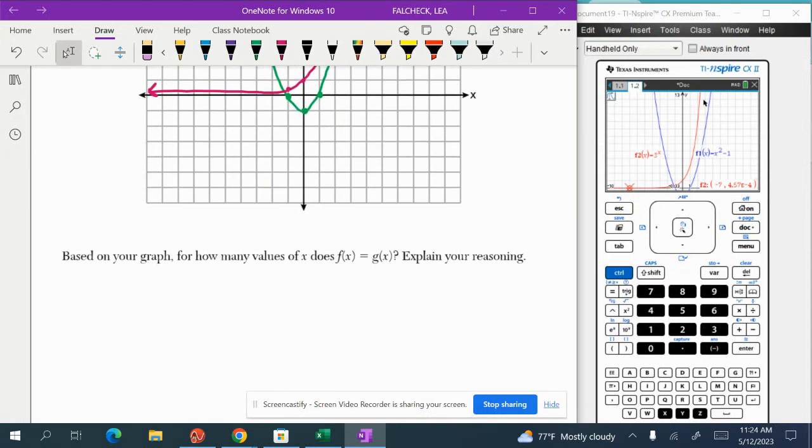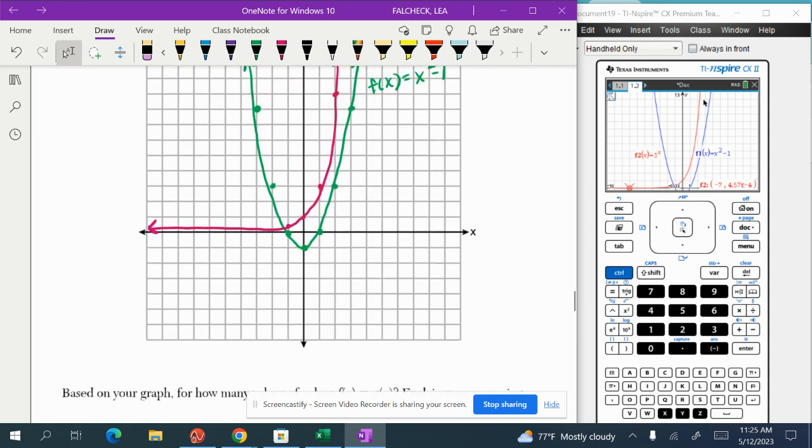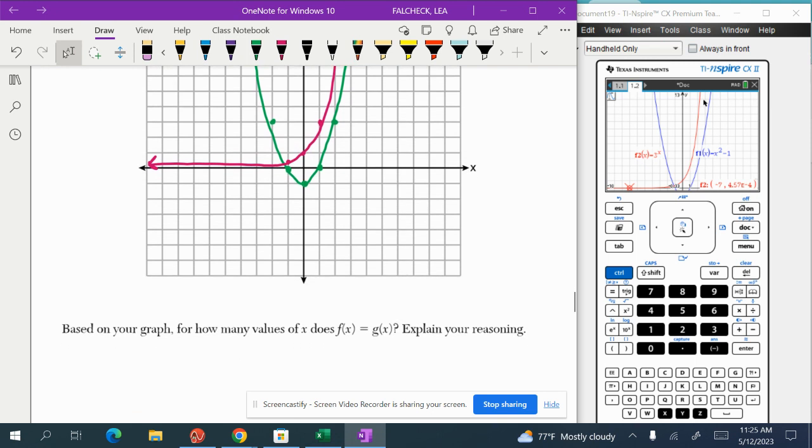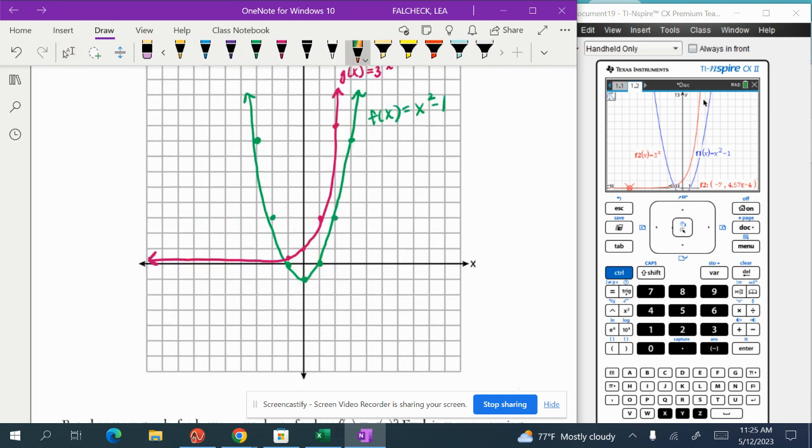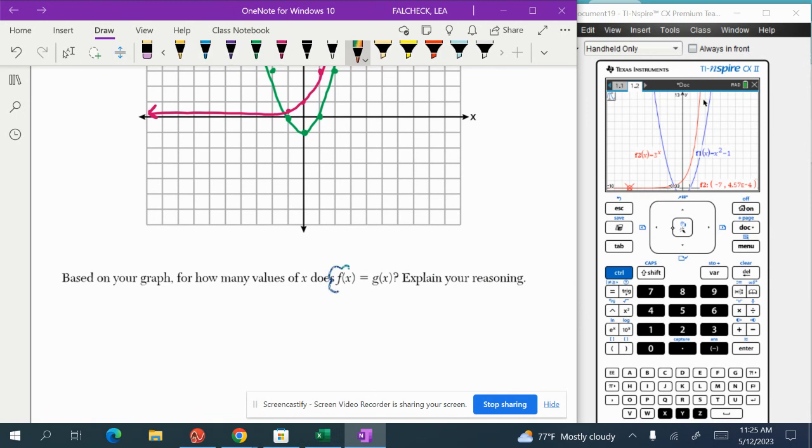It says, based on your graph, for how many values of x does f of x equal g of x? Explain your reasoning. Okay. Well, on my picture, it looks like f of x equals g of x, aka where do they cross? Right here. And now, is the question asking me to say the x value where they cross, or is it asking me to say how many times it crosses? Let's go back and read because I forget what it says. It says, based on your graph, for how many values of x? Okay, so it's just asking how many times do these two functions cross?